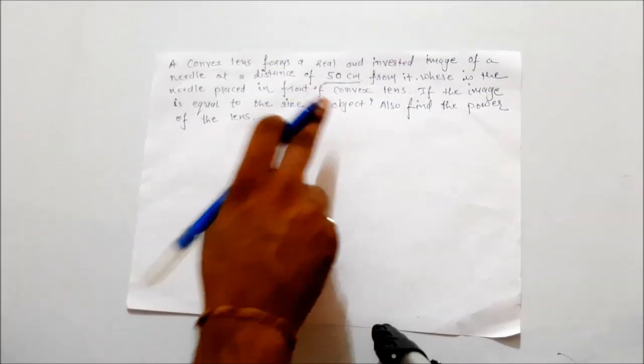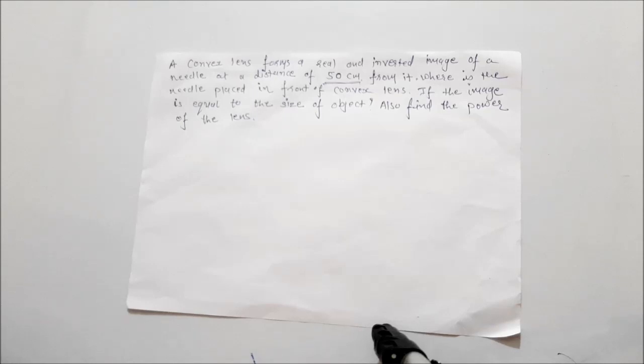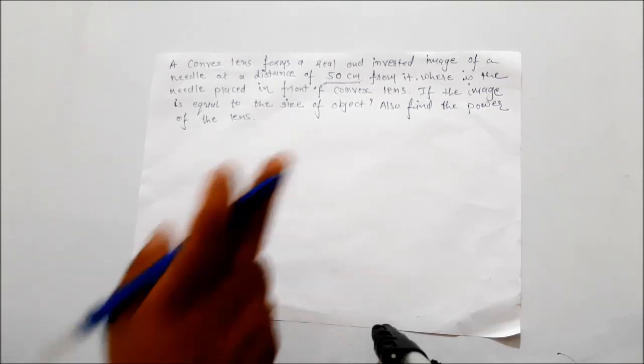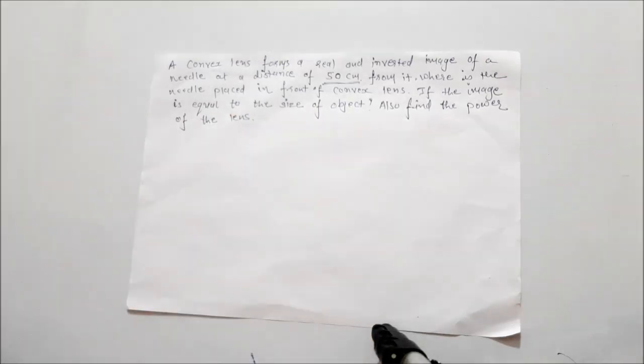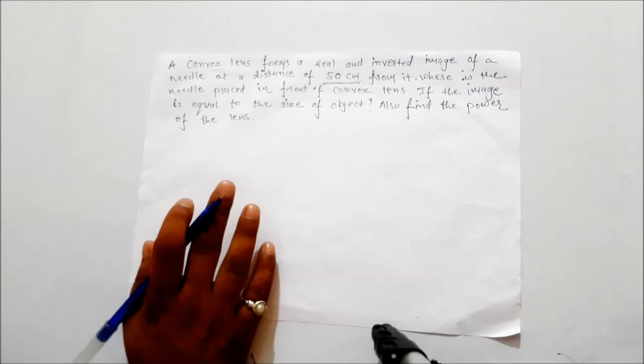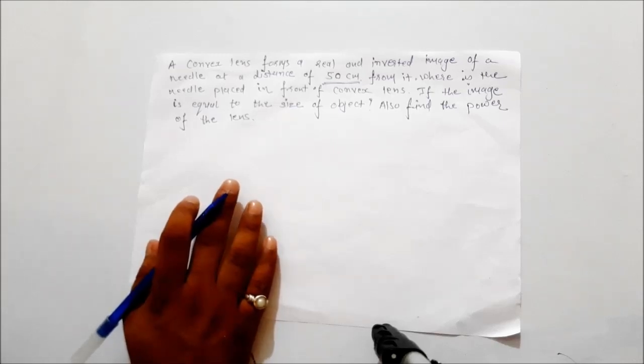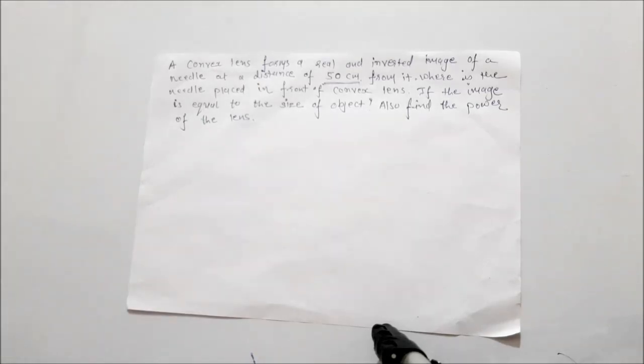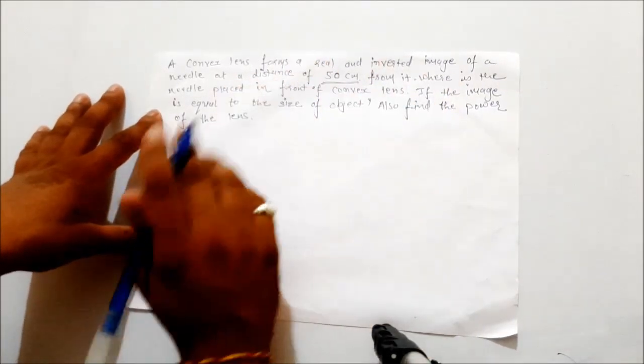Where is the needle placed in front of convex lens? Means we have to find out u. If the image is equal to the size of object. Now see, what does this case mean? If the image is equal to the size of object, it means its magnification will be always equal to 1. Keep this in our mind that its magnification will be always equal to 1.